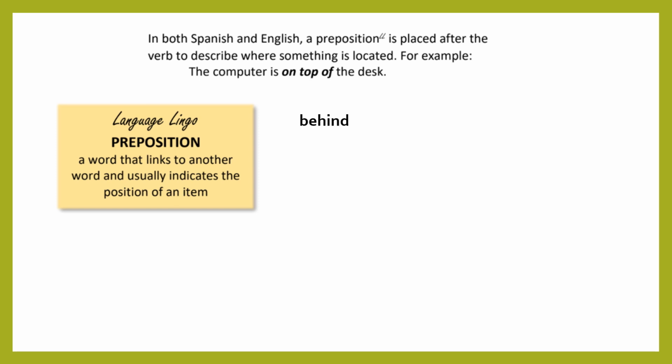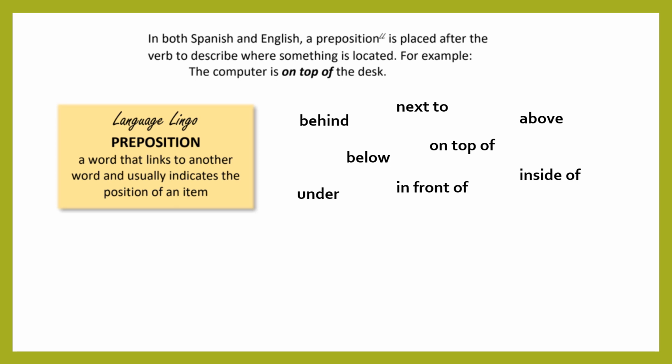And again, just to throw out some examples in English, you can write a few of these down if you have trouble recognizing a preposition in English. Some examples are behind, next to, above, below, on top of, side of, under, in front of, and so on. There's a ton of other prepositions like by, through, around, near, far, or far from, but these are just a few examples.